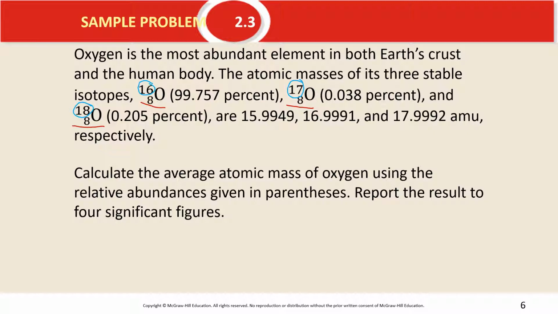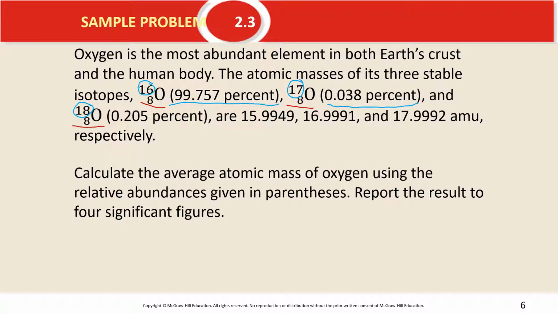And what this problem is telling us is that for oxygen-16, its abundance in the world is 99.757%. Oxygen-17, its abundance is 0.038%, virtually none of them. And the oxygen-18 is 0.205%. Their atomic mass units are respectively 15.9949, 16.9991, and 17.9992.